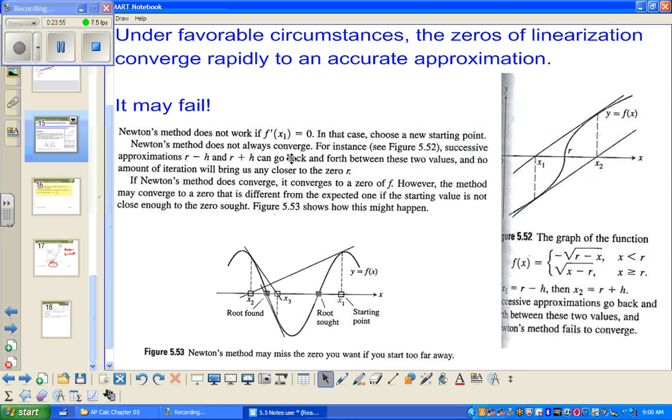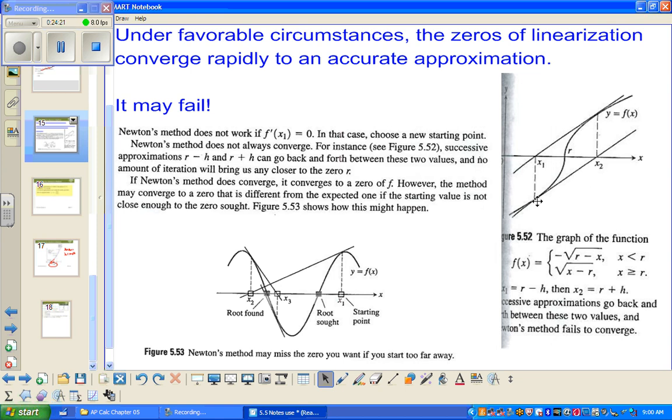It also does not always converge. So for instance, if you look at this graph over here, successive approximations r minus h and r plus h can go back and forth between the two values, and no amount of times that you plug that value in will get you closer to the 0. It'll just keep going back and forth. So there are cases where it doesn't work.